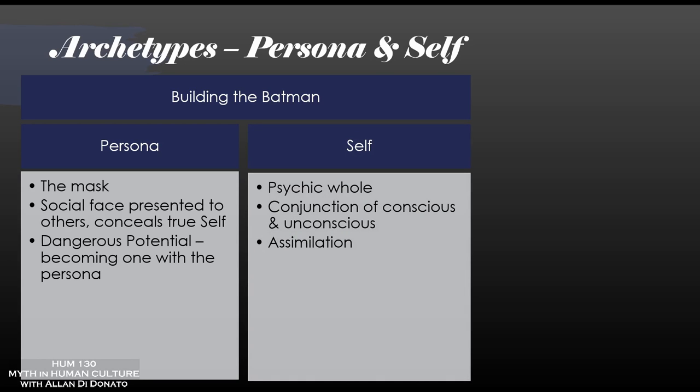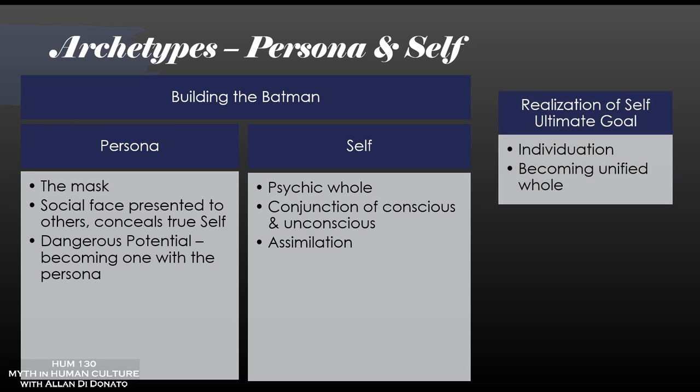Whereas the self is what the ultimate goal is, right? This psychic whole, a conjunction of both the unconscious aspects of our personality and the conscious aspects of our personality. And the whole process of individuation and growing and transforming is to assimilate those two halves into a unified whole. So when we talk about various goals, whether it's the goal of ridding Gotham of crime, whether it's the goal of conquering our fear, in the end, the ultimate goal, and ultimate means the last thing you seek or the highest thing you seek, is to become this unified personality, this unified self, right? To individuate, to develop in the way you need to develop. And that's what he's going through, okay?